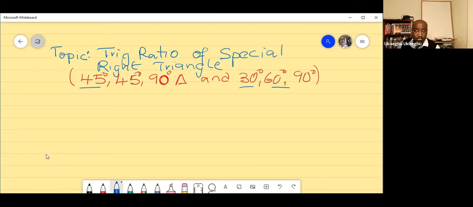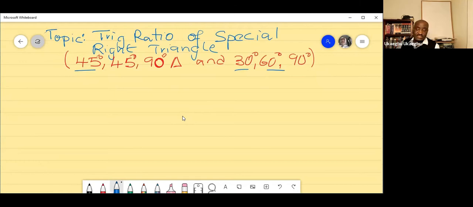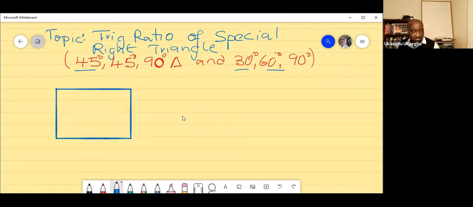Okay, so now draw a unit square. Everybody draw a unit square. Unit square means that the length and width are 1 unit: 1 centimeter, 1 meter, 1 foot, 1 yard, 1 kilometer, 1 mile, 1 whatever. So I'm going to sketch mine. In this unit square, the length is 1, the width is also 1, and all the angles are 90 degrees.